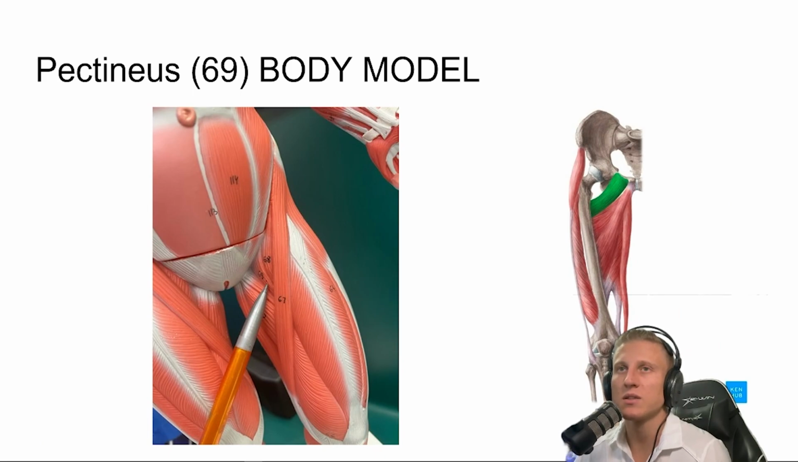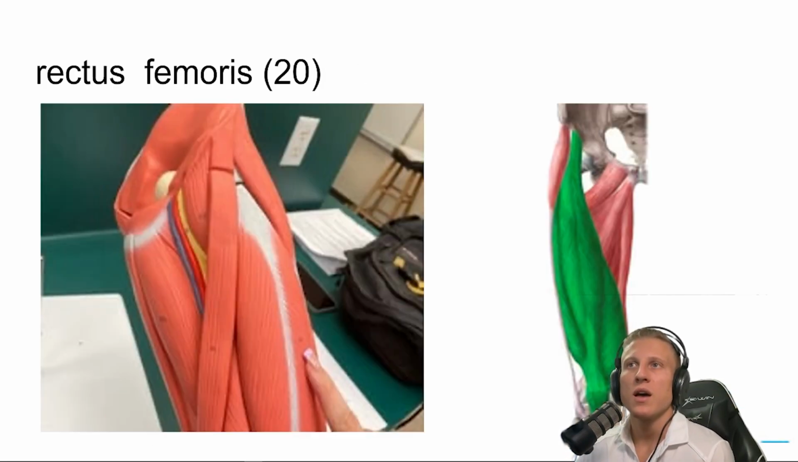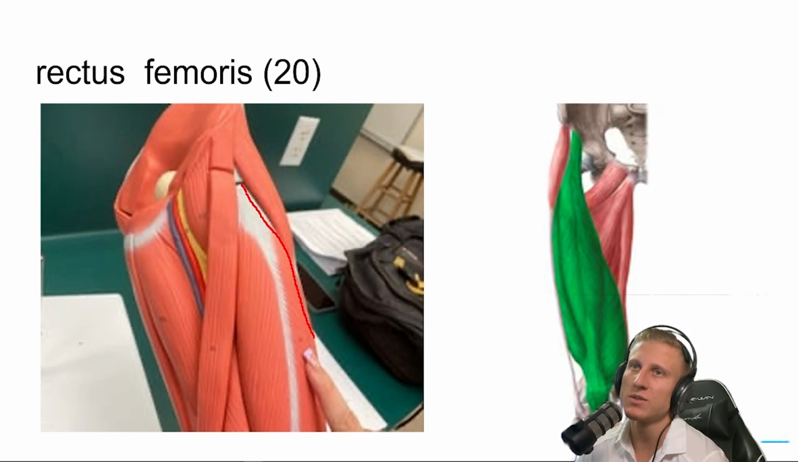The pectineus muscle, little guy right in here. Okay, kind of small contributor to the same stuff as the adductors. And then rectus femoris, not the best picture, but it is this big guy right here. Again, of the quadriceps, it is the superficial one in the middle. All right, and then under this is going to be the vastus intermedius.